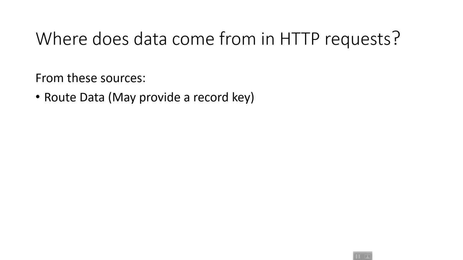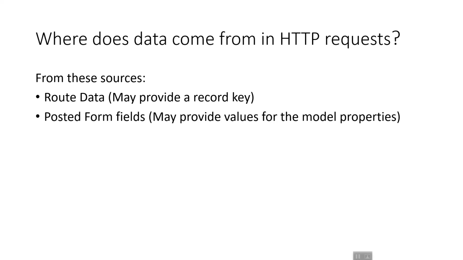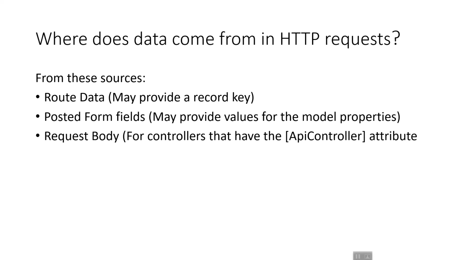Route data is one of the sources, which may provide a record key, and posted form fields, which may provide values for the model properties. And the request body, of course, for controllers that have the API controller attribute, and query string parameters. Before I move on, and finally to uploaded files, I would request you to go through the entire video to understand the gist of model binding, and later on we will switch over to Visual Studio to analyze a bit of code, and in the next lecture I will be doing further coding in Visual Studio.